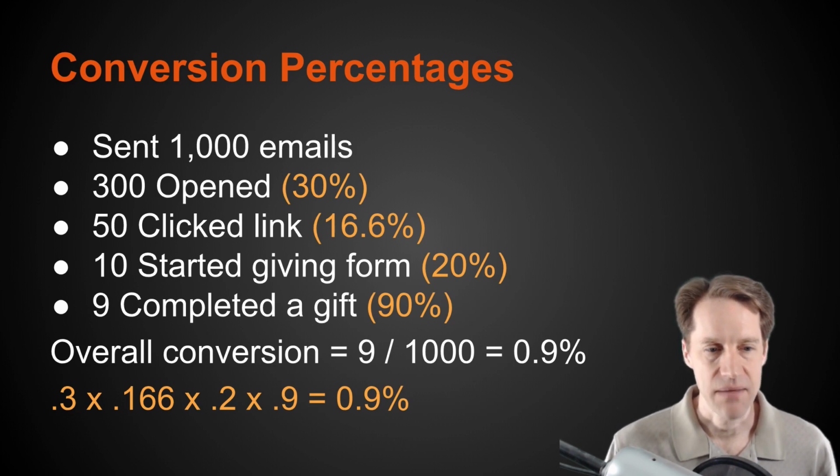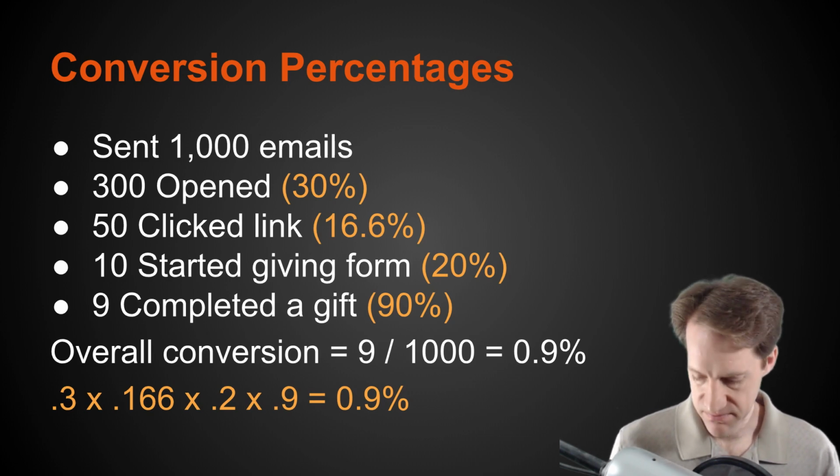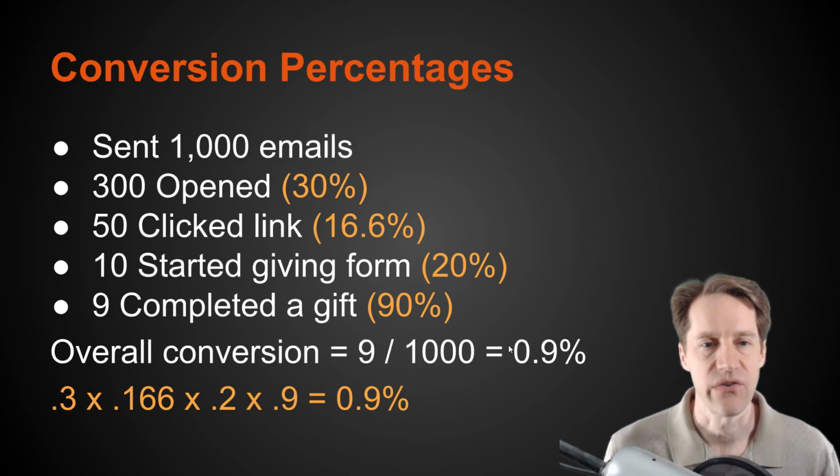So conversion rate optimization is looking through what your conversion rates are at each step of whatever process you're examining, and then saying, how can we increase the conversion rate for each particular step to ultimately increase the overall conversion rate.